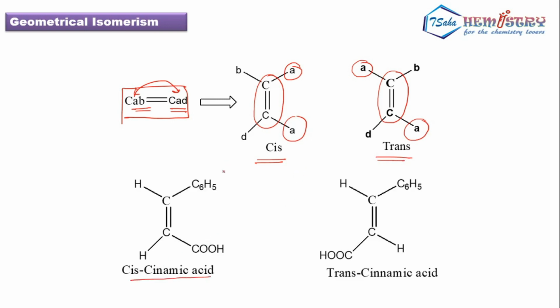Cis-cinnamic acid. In this case, you can see that the two hydrogens are the similar groups. They are present on the same side across this double bond. That's why it is known as cis-cinnamic acid. Similarly, in this particular structure of trans-cinnamic acid, you can see that these two hydrogens are present on opposite sides across this double bond. So that's why it is an example of trans-cinnamic acid.